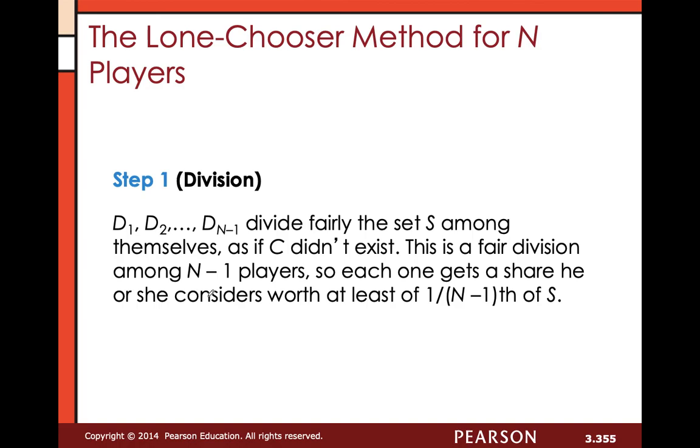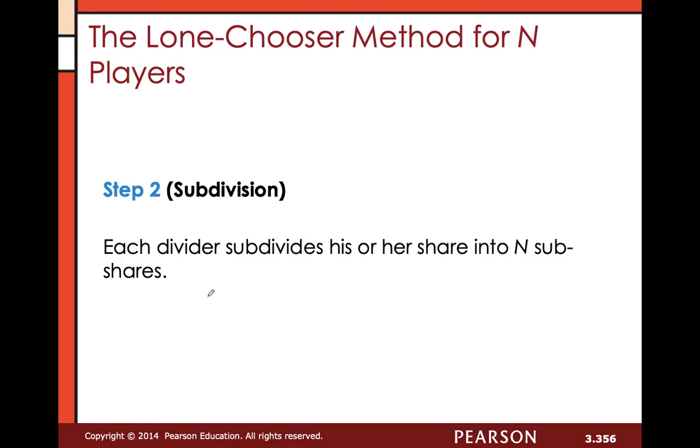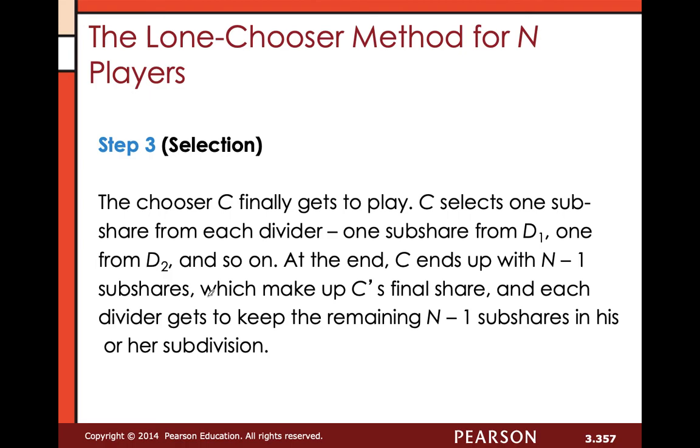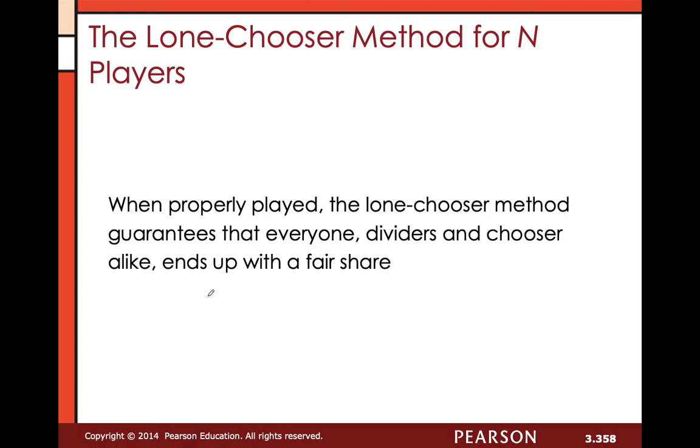All right, so here are the steps when you're looking at the nth possible case. Step 1, the division. They divide fairly the set S among themselves as if the chooser didn't exist. Step 2, each divider then subdivides his or her share into n subshares. Step 3, selection. C finally gets to do some stuff. C is going to select 1 subshare from each divider, 1 subshare from D1, from D2, and so on. At the end, C ends up with n-1 subshares, which makes up C's final share. And each divider gets to keep the remaining n-1 subshares in his or her subdivision. When properly played, this lone chooser method guarantees that everyone, dividers and choosers alike, ends up with an equal fair share.